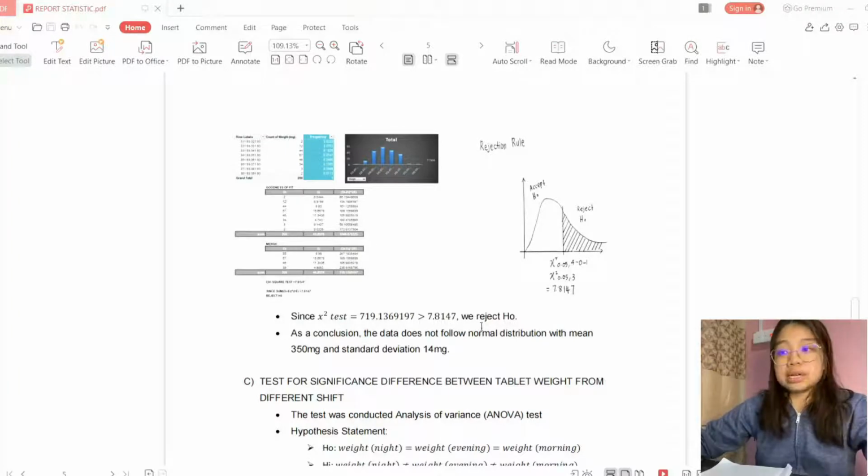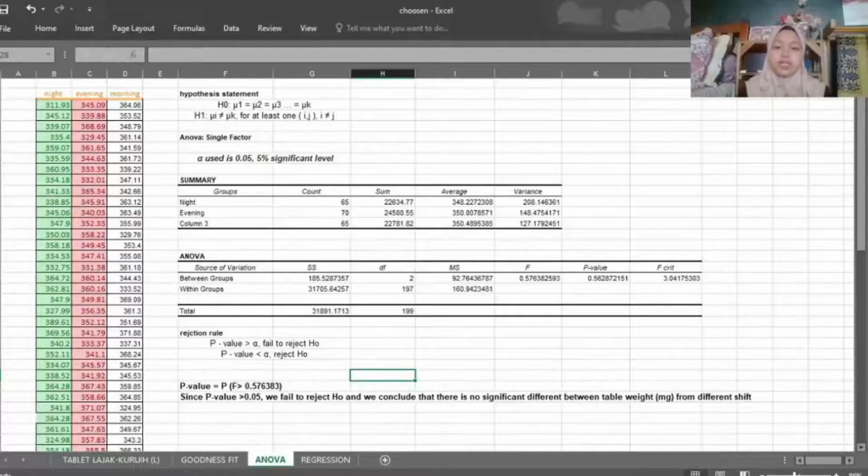So as a conclusion, the data does not follow normal distribution with mean 350 mg and standard deviation 14 mg. For question C, let us see if there is any significant difference between tablet weight from the different shifts. For this question, we use ANOVA single factor, which is one-way ANOVA in Microsoft Excel. This method is used to investigate whether there is any significant difference between the tablet weight from three different shifts.